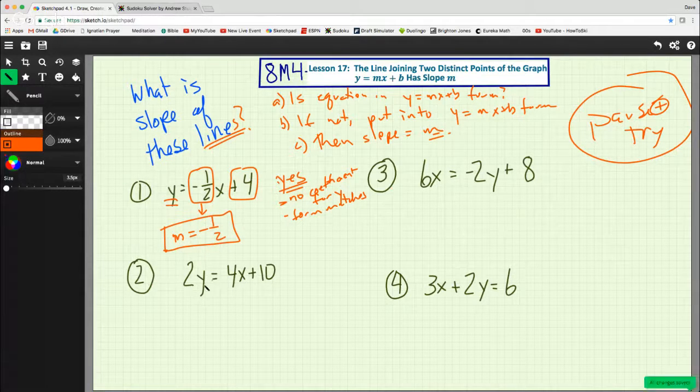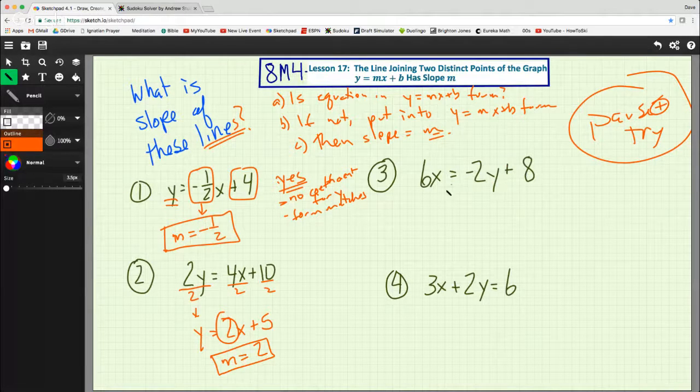Now let's look at number 2. Is this in y equals mx plus b? It looks like it might be, but the answer is no, and our problem here is this 2. y cannot have any coefficient; the coefficient has to be the implied 1. So we have to put this into y equals mx plus b form. Our y is on the left, our x and constant are on the right, which is nice, but we have to make this y have a coefficient of 1. So we divide all of our terms by 2, and we get y equals 2x plus 5. Now this is in y equals mx plus b form, and so our slope equals 2.